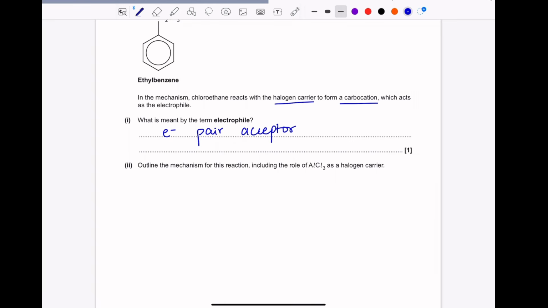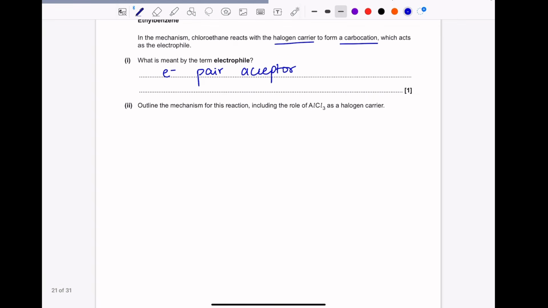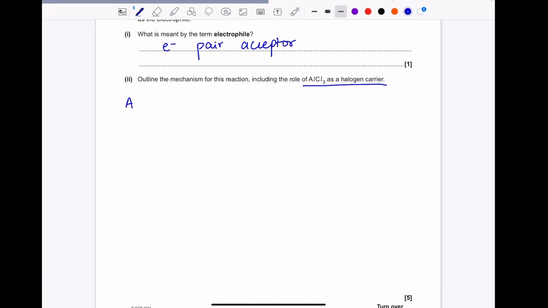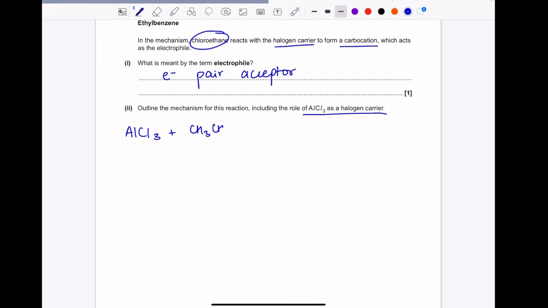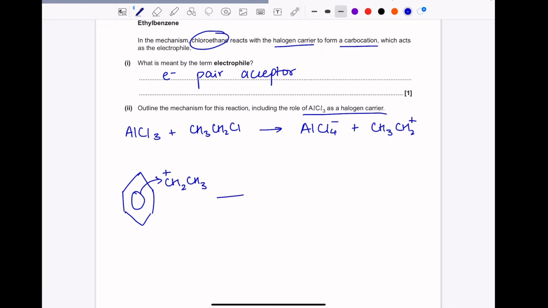Part 2 then is to outline the mechanism for this reaction, including the role of AlCl3 as a halogen carrier. Now, AlCl3 is also the catalyst, therefore you must show that being regenerated at the end. So in the first step, to make the electrophile, AlCl3 will react with chloroethane, so CH3CH2Cl, to form AlCl4- and the carbocation.